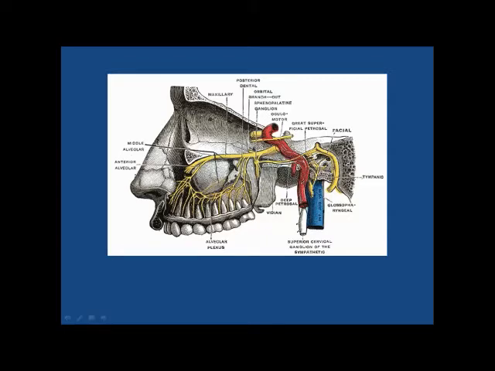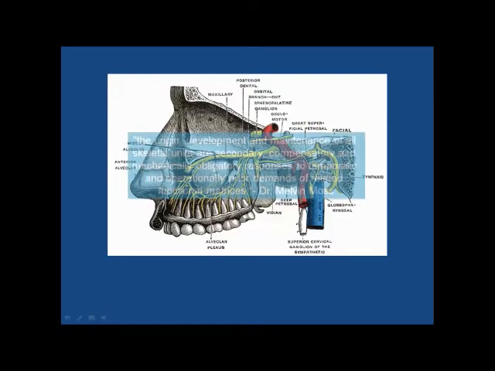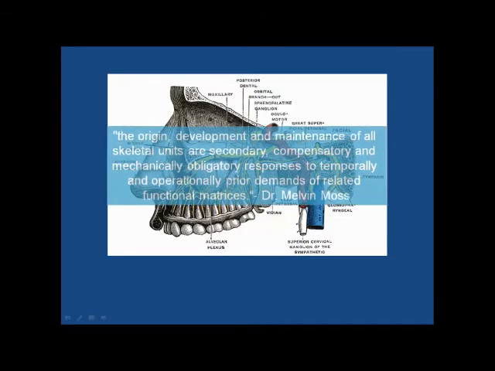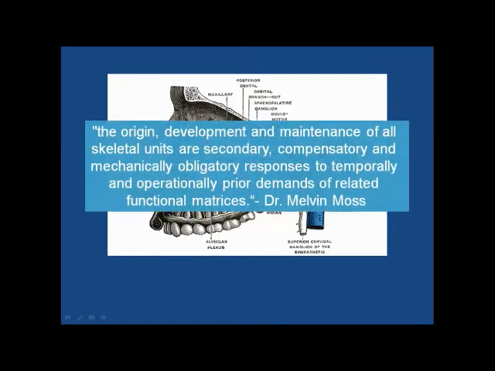I first learned about the importance of the neural skeleton from two teachers, Dr. Melvin Moss and Dr. James Carlson. Dr. Moss taught of the primacy of the nervous system in growth and development, and Dr. Carlson wrote and lectured about a simple but powerful articulator.